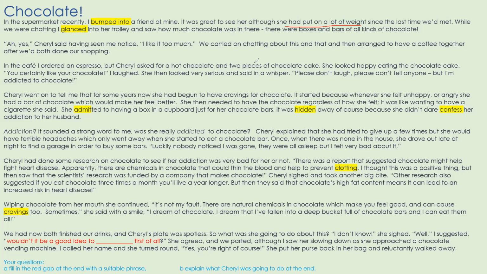When they are actually doing this task, I would ask them if they want to, they can annotate on the text where the answers are. So Cheryl asked for a hot chocolate and 2 pieces of cake. She's got cravings for chocolate. She had a box of chocolate bars hidden away. So when we do the feedback, we can either look at what they've annotated, or if that's not really how you've set it up, I can annotate and I can draw the lines on the text.